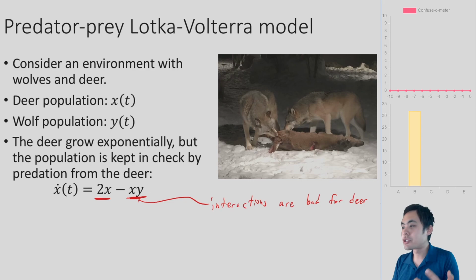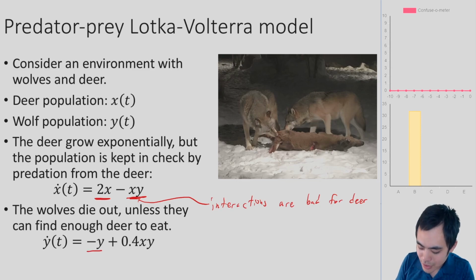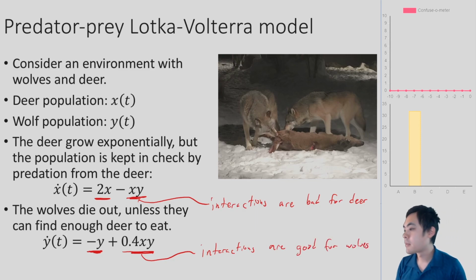Now, the wolves are also trying to grow, but they'll die out unless they can find enough deer to eat. So then there's this very simple model, the wolves only eat deer. So you have a dying out term here. So wolves are just naturally dying out unless they can find enough deer to eat. So interactions are good for the wolves. Okay, and this is a very simple predator-prey model where the deer, the prey animal, is just growing exponentially, but then they get eaten up by the predators.